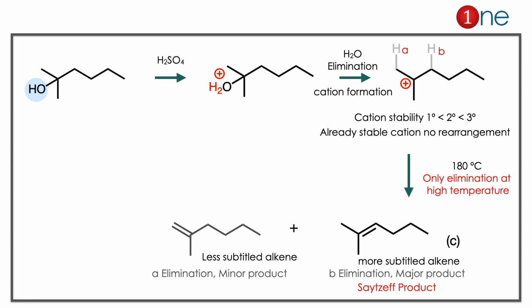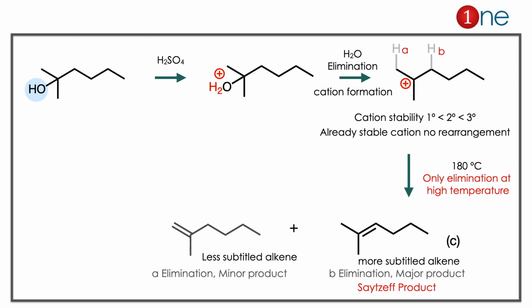Then the elimination or cyclization. You are using very high temperature, so only elimination is possible. In elimination there are 2 possibilities, which is A hydrogen elimination or B hydrogen elimination, or you can say end hydrogen elimination or middle hydrogen elimination. End hydrogen is the minor product, middle hydrogen is the major product because of Saytzeff's rule. Saytzeff's rule says that the more substituted alkene will be formed, which is product C.